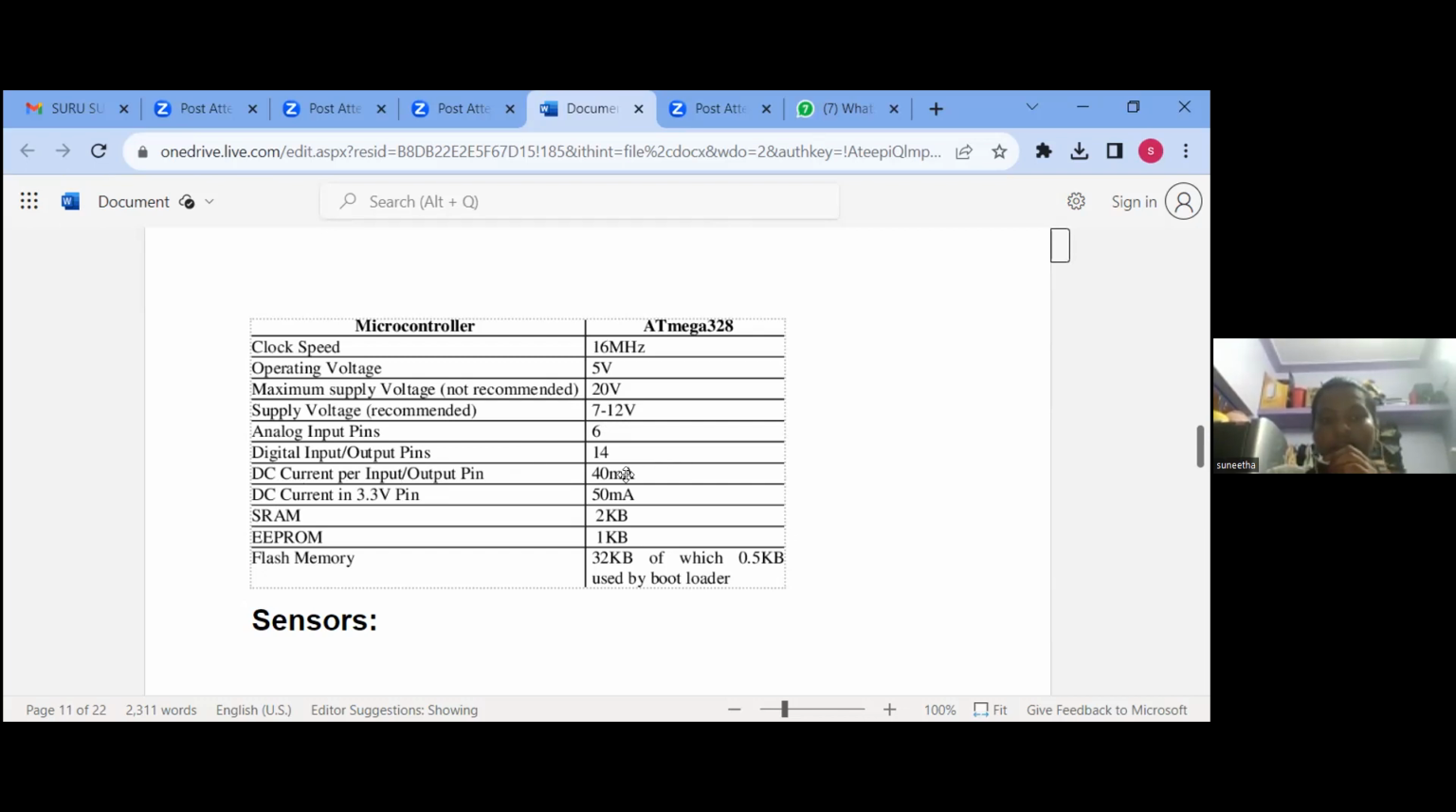DC current, this is the current input to the Arduino, 40 milliamps, and DC current in 3.3. We can see 5 volts pin and 3.3 volt pins. For 3.3 volt pin, 50 milliamperes. And SRAM is nothing but static random access memory. This is 2 KB. And EEPROM is electrically erasable memory. This is 1 KB. And this is flash memory. Flash memory is 32 KB.